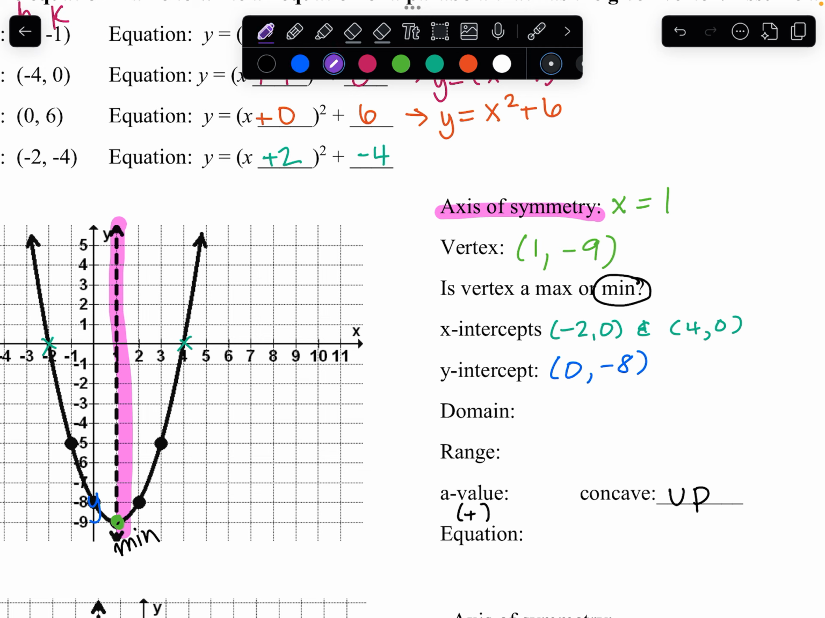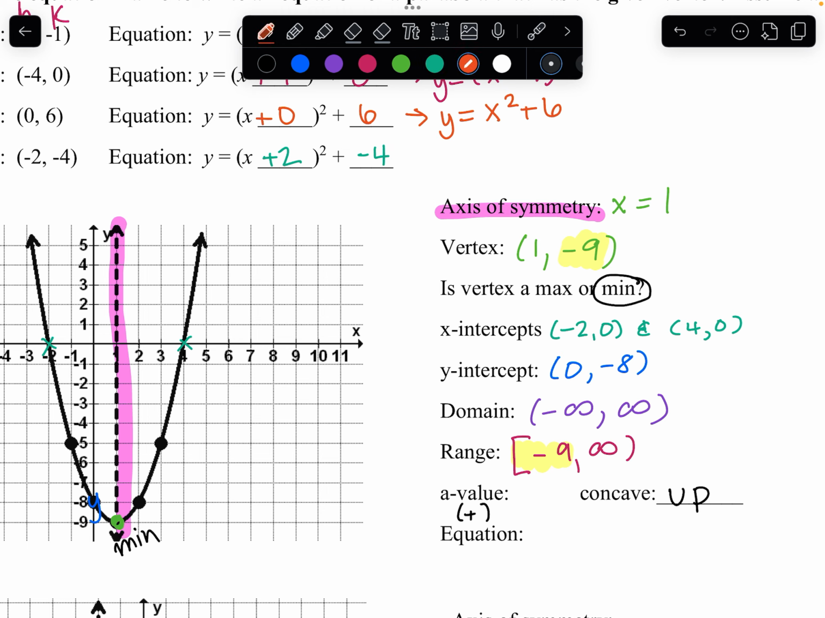Our domain, remember, quadratic is always negative infinity to infinity. And our range, what's really cool, and this showed up in absolute value transformation, is that the y value will be part of our range, and because there was no reflection, it's going to be negative 9 to infinity.